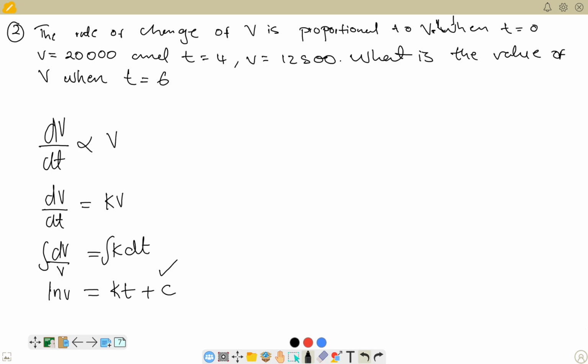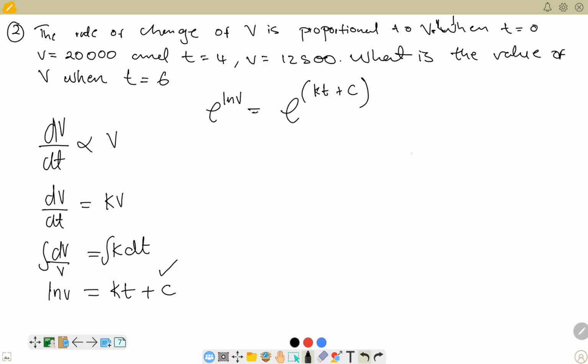So, with this equation, we can do what the statement says and solve everything we are supposed to calculate. We want to find the value of v when t is 6. But it's going to be easier if we simplify this equation further. So, if we introduce e like we did in one of the examples previously, we'll say e to the power ln v equals e to the power kt plus c.